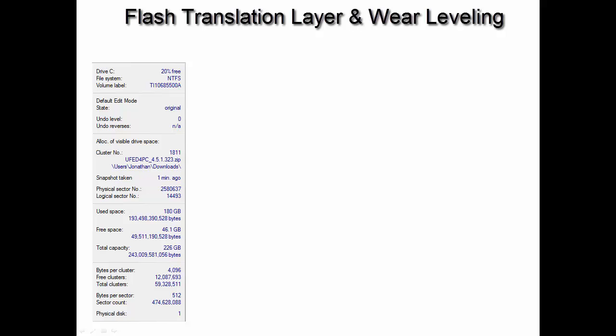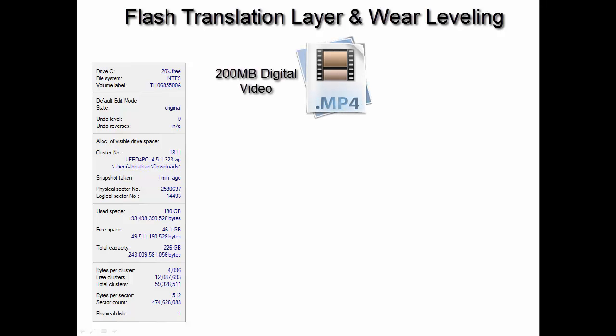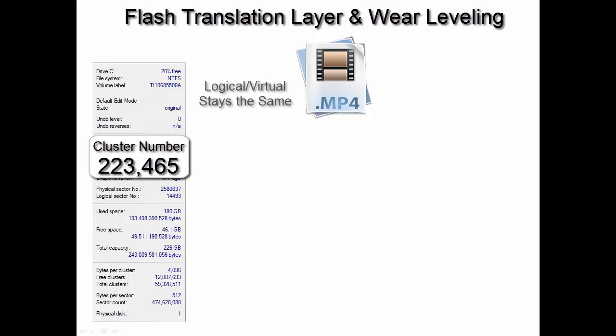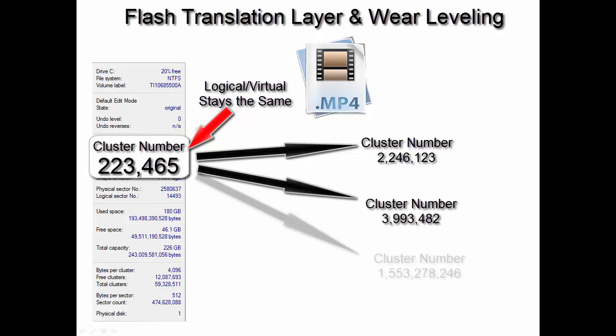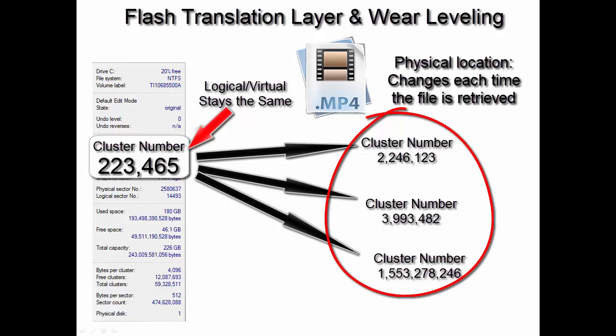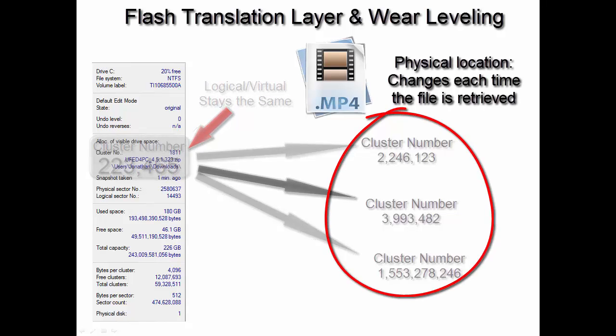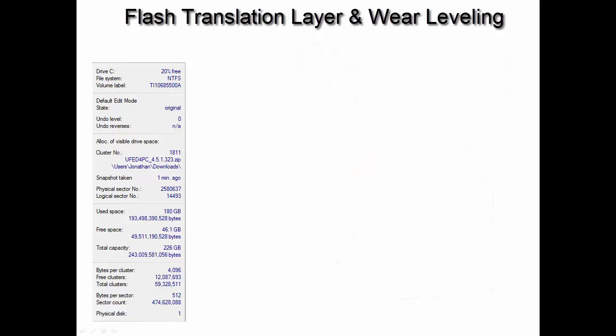For example, if you have a 200 megabyte MP4 video on a flash drive that's formatted with NTFS, the file system may say that the video file begins at cluster number 223465. If you come back multiple times, the file system might give you the very same cluster number for the starting location. Where that video resides physically on the blocks and pages of flash memory will very likely be different each time you access the storage device. Again, how frequently such a mapping takes place and how it is accomplished depends on the design of the manufacturer firmware.